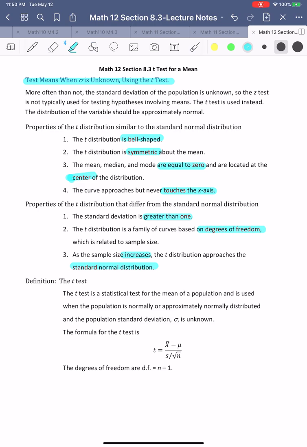So, the definition of the t-test. The t-test is a statistical test for the mean of a population. It is used when the population is normally or approximately normally distributed and the population standard deviation is unknown. So t equals x bar minus mu over s, where s is the sample standard deviation, with the degrees of freedom.